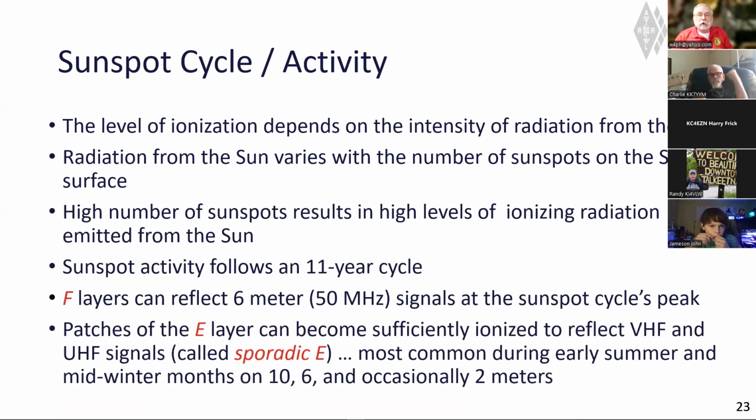Patches of the E layer can become sufficiently ionized to reflect VHF and UHF signals. This is called sporadic E, most common during early summer and midwinter months on 10 and 6 and occasionally 2 meters.